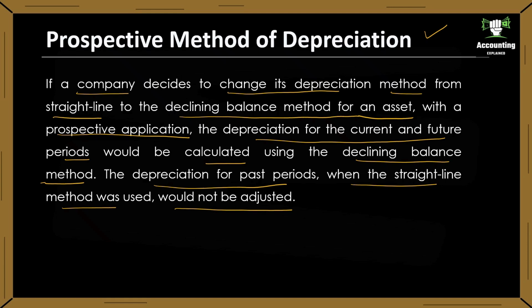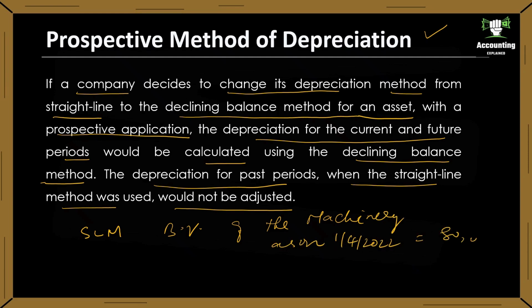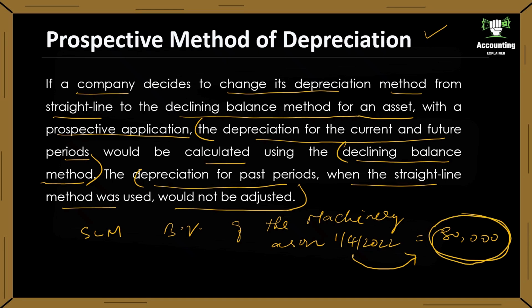So in the example, what did we see? Under straight line method, book value of the machinery as on 1st April 2022 was 80,000. So the previous period depreciation for the past periods would not be adjusted. So we take directly that as the book value. And see here, the depreciation for the current and the future periods would be calculated using the declining balance method. From 1/4/2022, we are going to charge depreciation on 80,000, that is the book value, using the declining balance method or the WDV method.